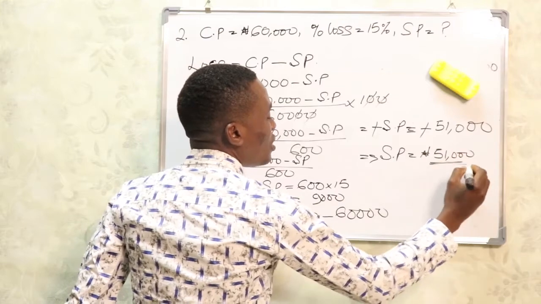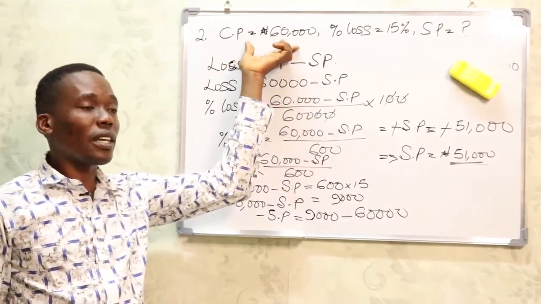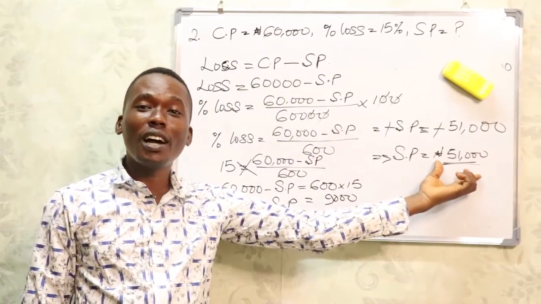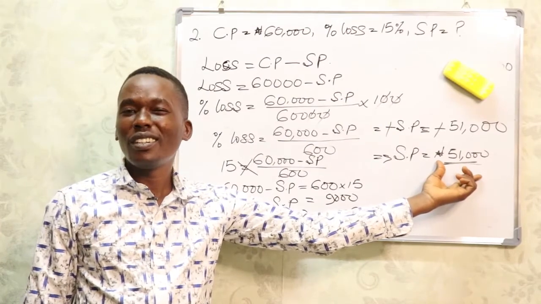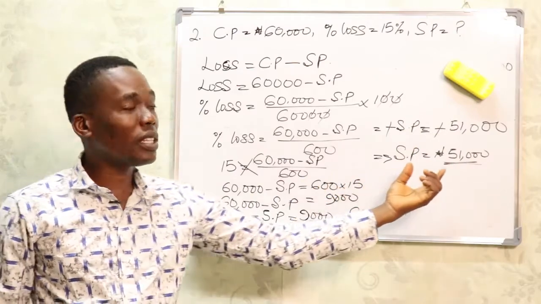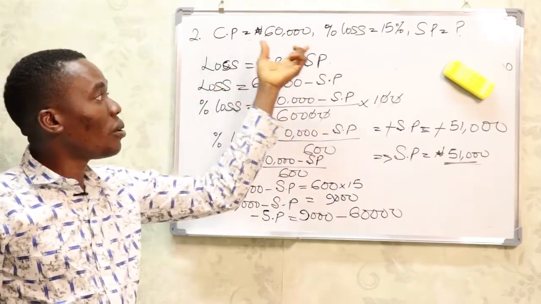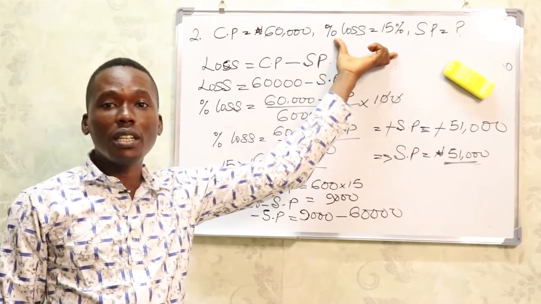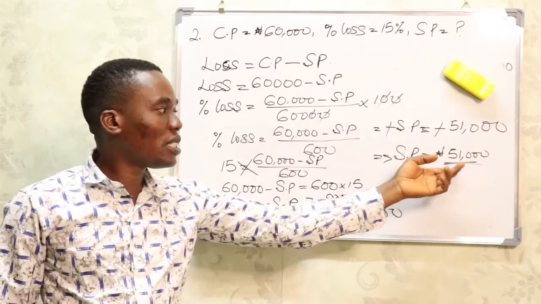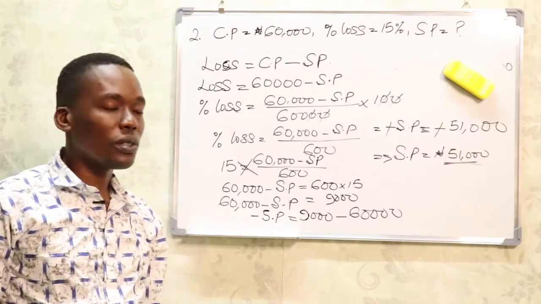51,000 naira. Now do you notice that this man bought his product at 60,000 naira and now he's selling the product at 51,000 naira? That's a big loss. So you see how we have finally come to calculate the selling price given this value as loss and this percentage loss. We can arrive at the selling price. So that is the value we are looking for. Now let's look at the third sample question.